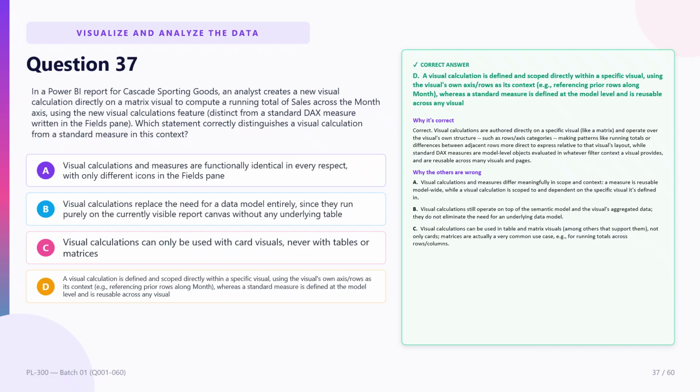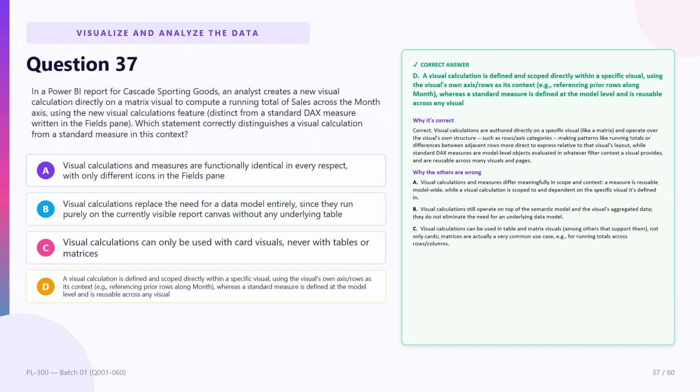Here's why. Visual calculations are authored directly on a specific visual, like a matrix, and operate over the visual's own structure, such as rows or axis categories, making patterns like running totals or differences between adjacent rows more direct to express relative to that visual's layout. While standard DAX measures are model-level objects evaluated in whatever filter context a visual provides, and are reusable across many visuals and pages. Now, why the others are wrong?